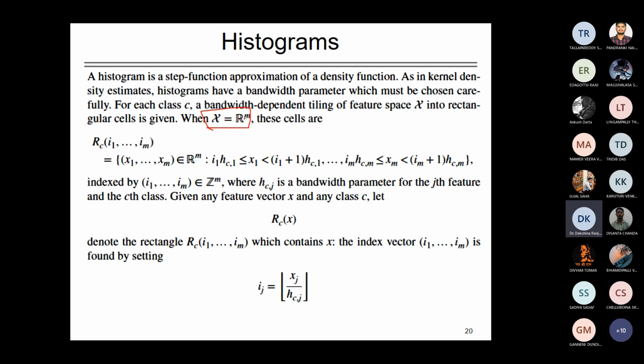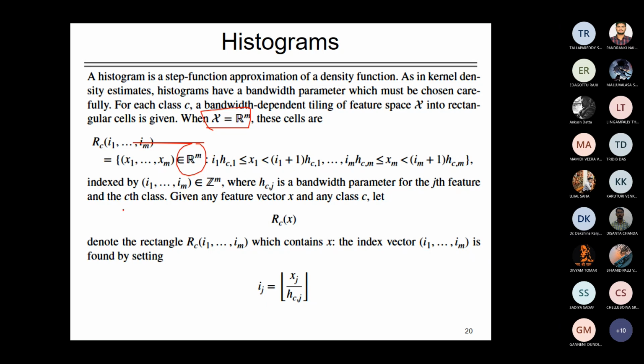Okay, so we are considering an m-dimensional feature space. If we consider rectangular cells for a particular class C, then the cells will be given by this expression: R_C(i1, ..., im) is the set of (x1, ..., xm) in this m-dimensional feature space such that i1 multiplied by h_C1 is less than or equal to x1, which is less than i1 plus 1 multiplied by h_C1.